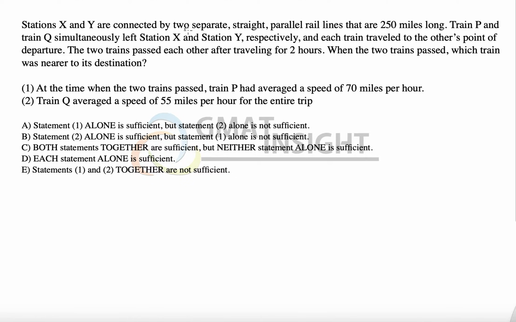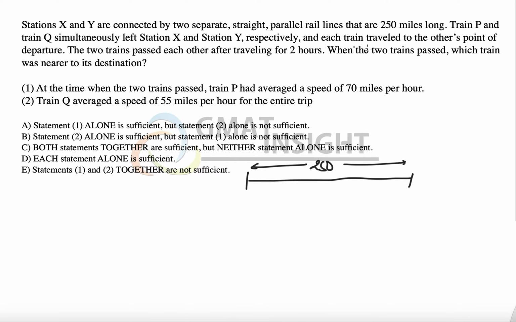Stations X and Y are connected by two separate straight parallel rail lines that are 250 miles long. It's always a suggestion that we should draw the figure if that's possible. So we have a 250 miles long rail track. These are two parallel rail tracks on which X and Y trains are running.